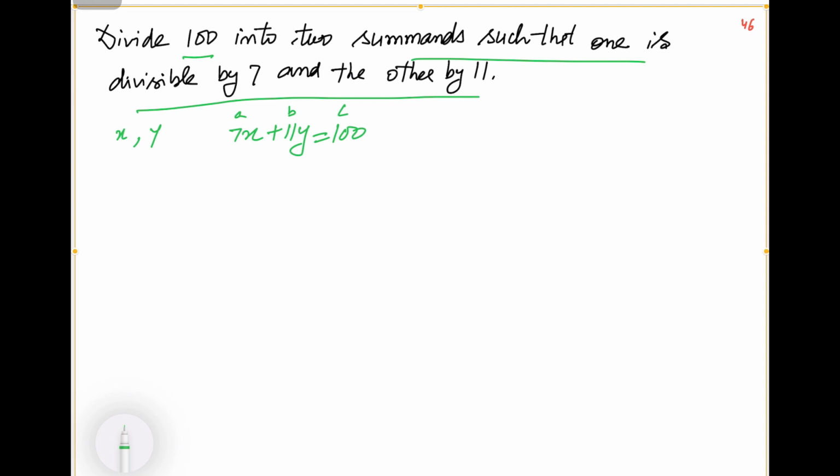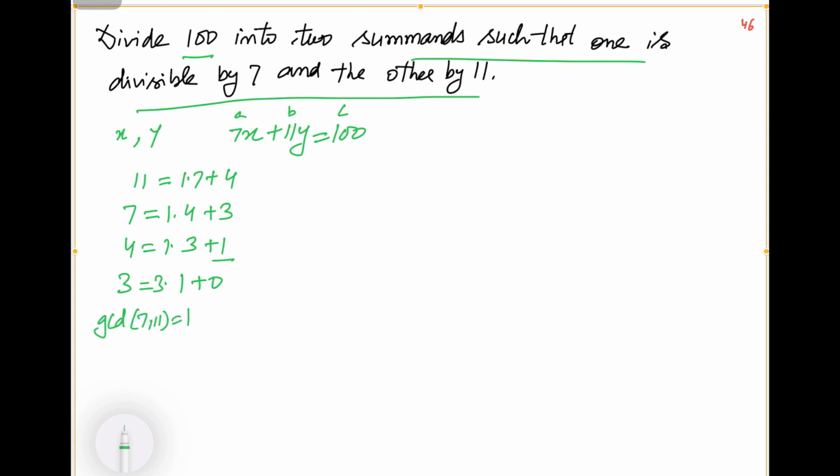So we start with the division algorithm, where we divide 11 by 7. Remainder is 4. We divide 7 by 4. Remainder is 3. 4 by 3. Remainder is 1. Divide 3 by 1. Remainder is 0. So the last nonzero remainder is 1. So clearly the GCD of 7 and 11 is 1 and 1 divides 100. So the given equation is solvable.